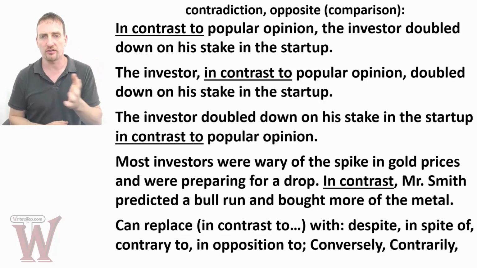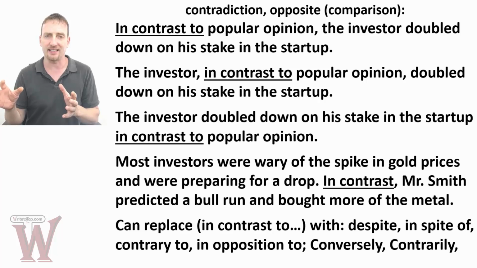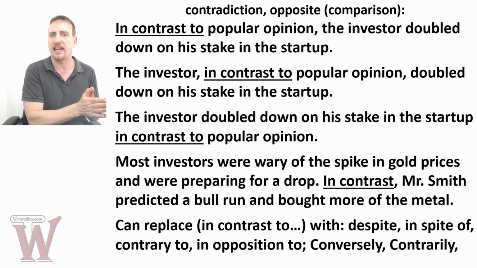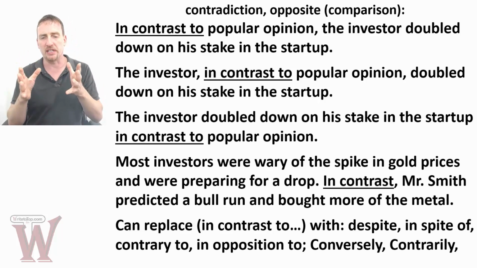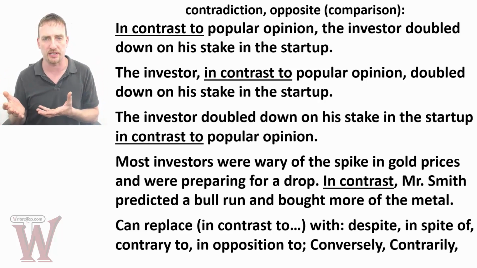So in the first one, "in contrast to popular opinion," and then the startup, the next sentence is going to talk about the startup, it's going to talk about the investment, or it's going to talk about the investor, because that's the ending of the sentence. In the middle, it's pretty neutral. You can talk about the investor, you can talk about popular opinion.